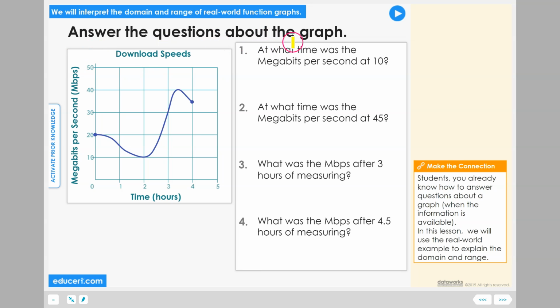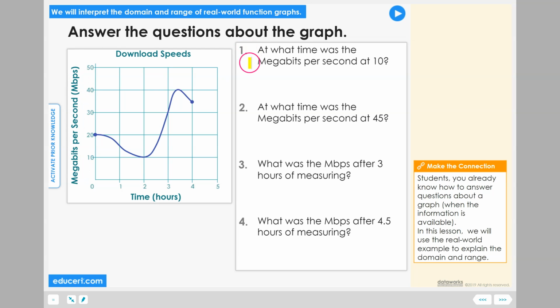Answer the questions about the graph. Here we have a graph that's showing download speeds. On the bottom axis is time in hours, and on the y-axis we have megabits per second, a unit by which download speeds are measured.